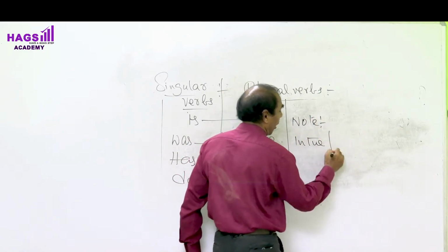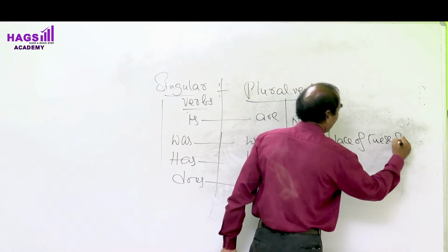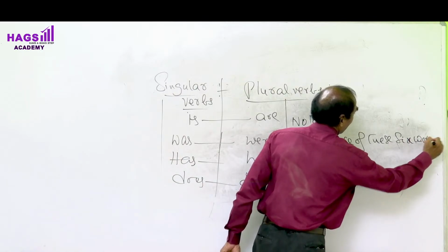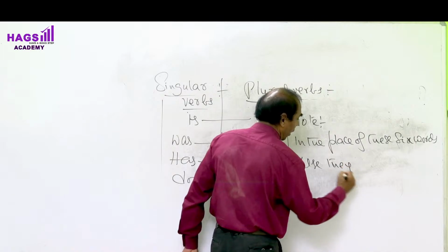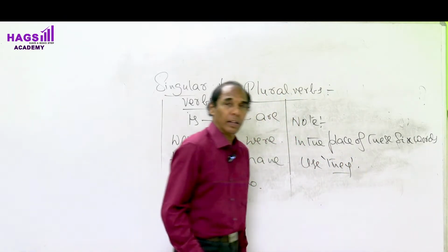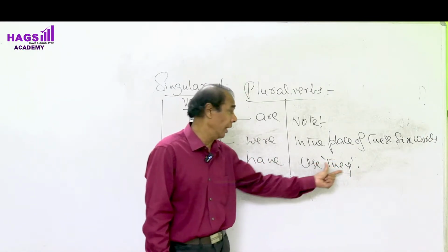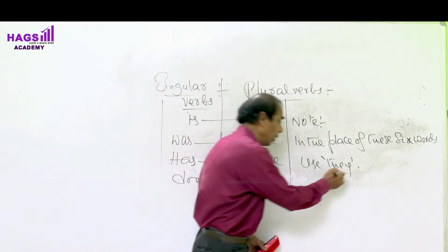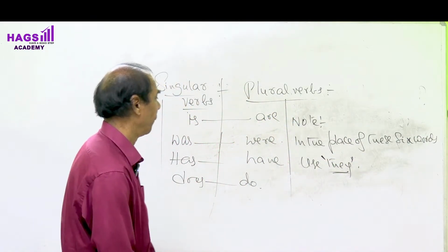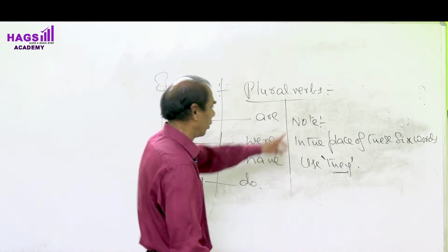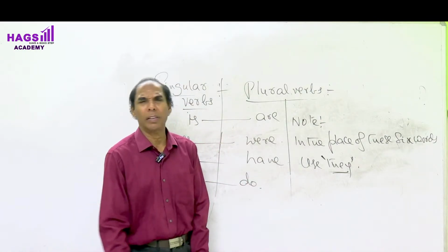In the place of these 6 words, how many words? 6. Use they. Use means at the time of speaking or at the time of writing, we have to use they. Underline it. Put single quotations like this. Note down. In the place of these 6 words, use they. That's it. Very easy.